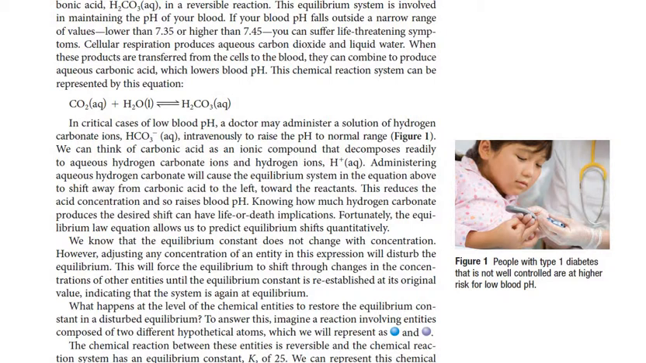This reduces the acid concentration and so raises blood pH. Knowing how much hydrogen carbonate produces the desired shift can have life or death implications. Fortunately, the equilibrium law equation allows us to predict equilibrium shifts quantitatively. We know that the equilibrium constant doesn't change with concentration. However, adjusting the concentration of any entity in this expression will disturb the equilibrium. This will force the equilibrium to shift through changes in the concentration of other entities until the equilibrium constant is reestablished at its original value, indicating that the system is again at equilibrium.